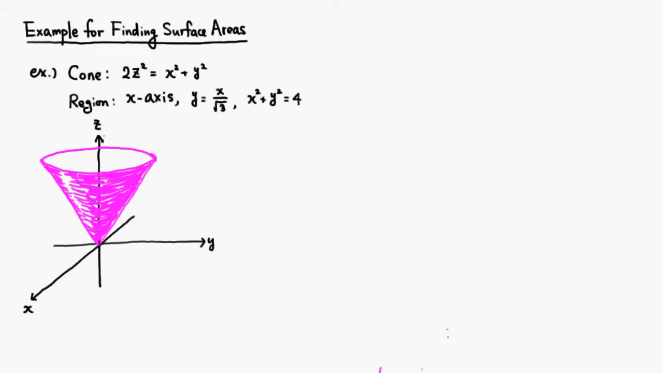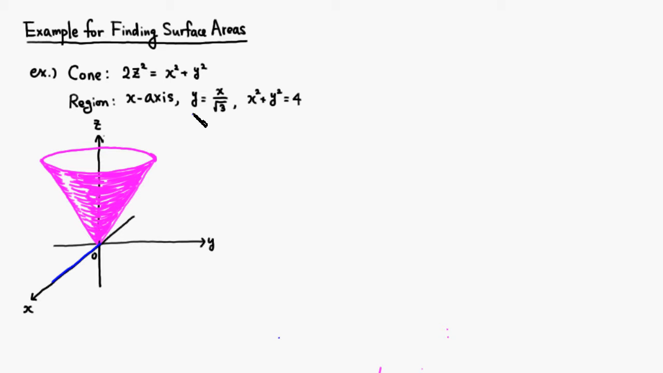Alright, let's look at an example for finding surface areas. Let's say we have a cone whose equation is 2z squared is equal to x squared plus y squared. So it's a cone going through the origin, which looks kind of like that. Then we want to find the area of the portion of the cone over the region bounded by the x-axis. So that will be the x-axis here.